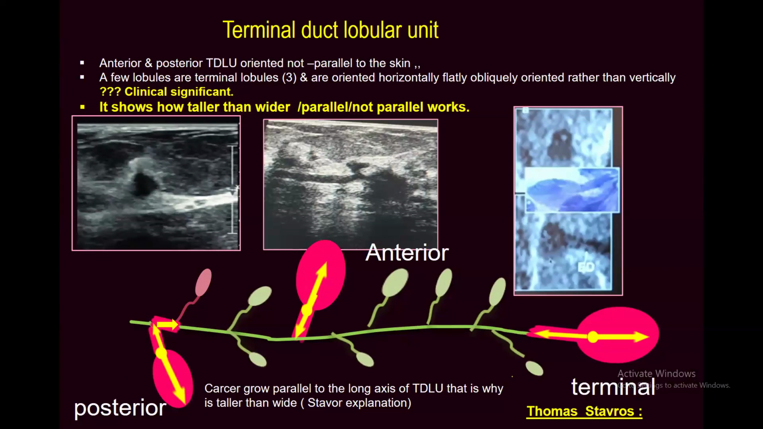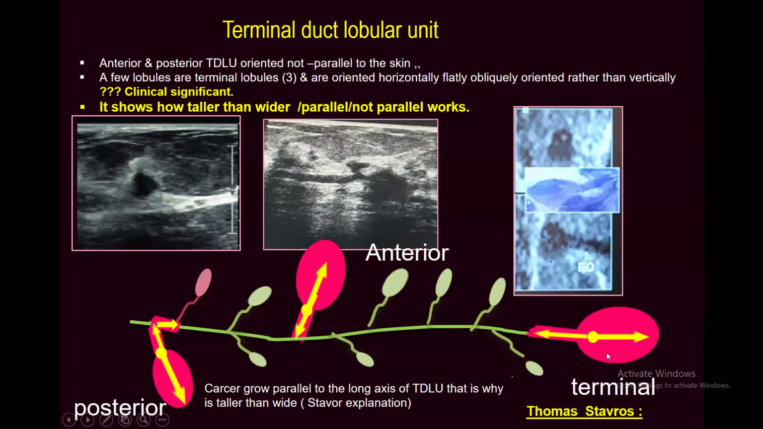Okay. Let us go to the terminal duct lobular unit again and look at this arrow. What does it mean? What is the difference between this lobule and this lobule? The lobule, anterior and posterior, is oriented oblique or perpendicular to the segmental duct, while the terminal lobule is parallel. So what does it mean? What is the clinical significance of that?